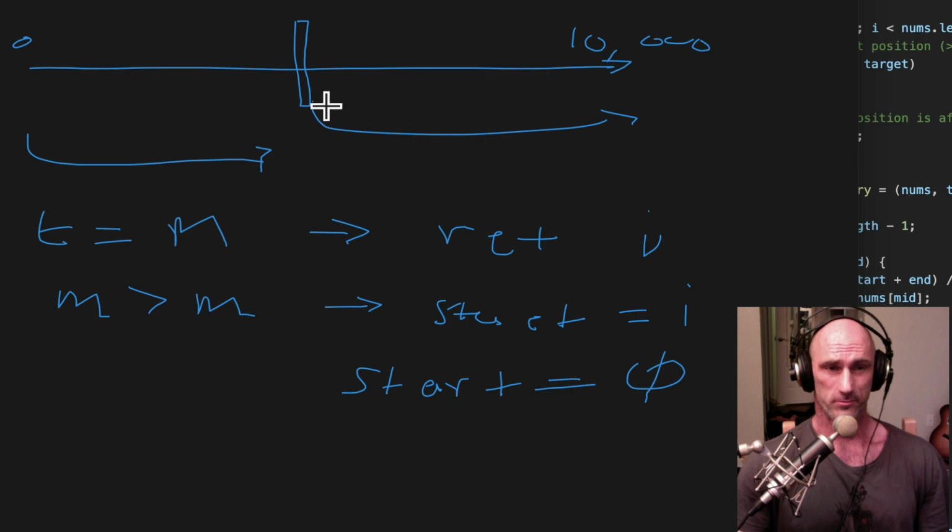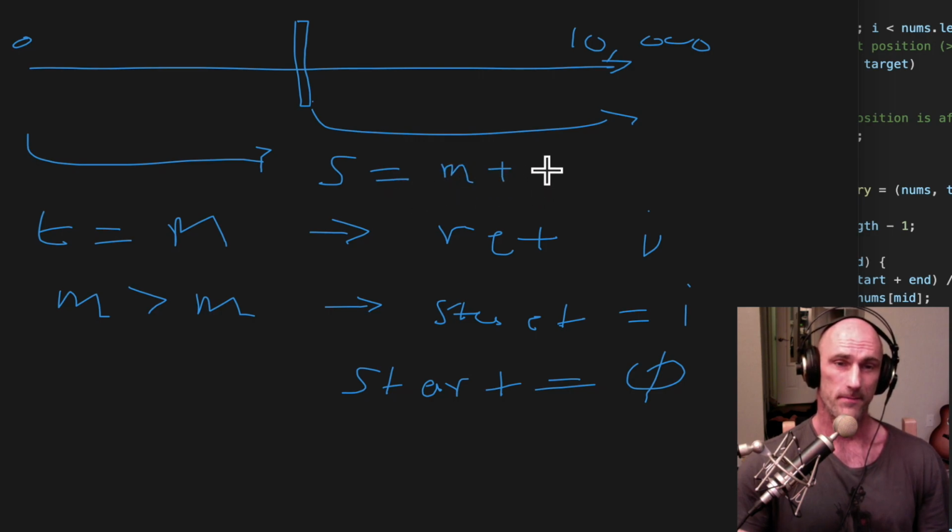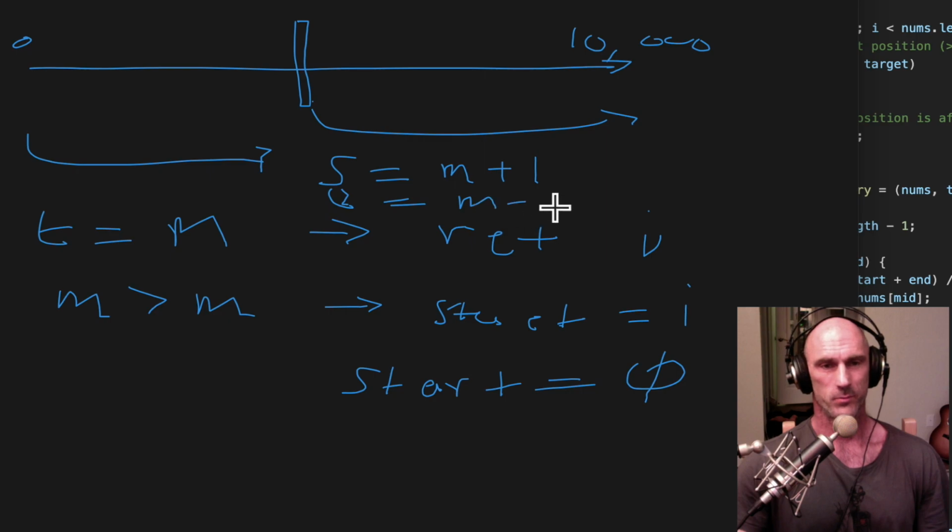Otherwise, if the target is greater than that, then start is going to be equal to the mid index plus 1. That's if the target is greater than the midpoint. Otherwise, if the target is less than the midpoint element, end is going to be equal to mid minus 1. We're going to loop up until this one.